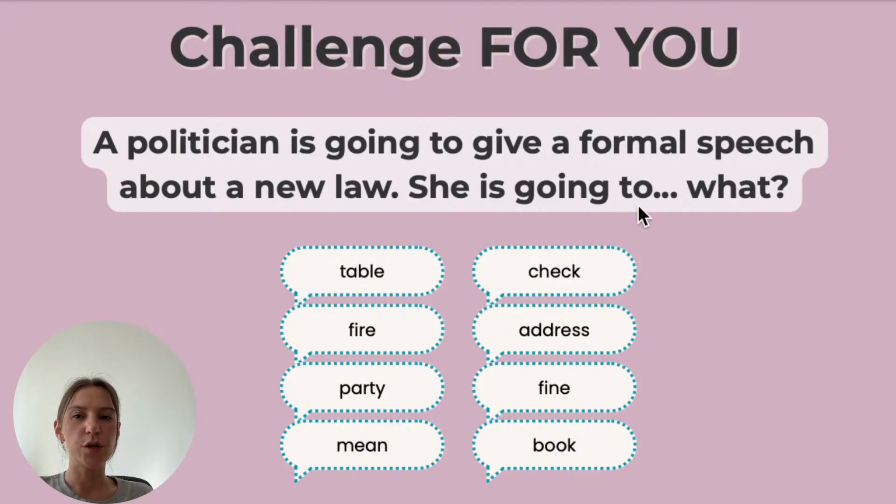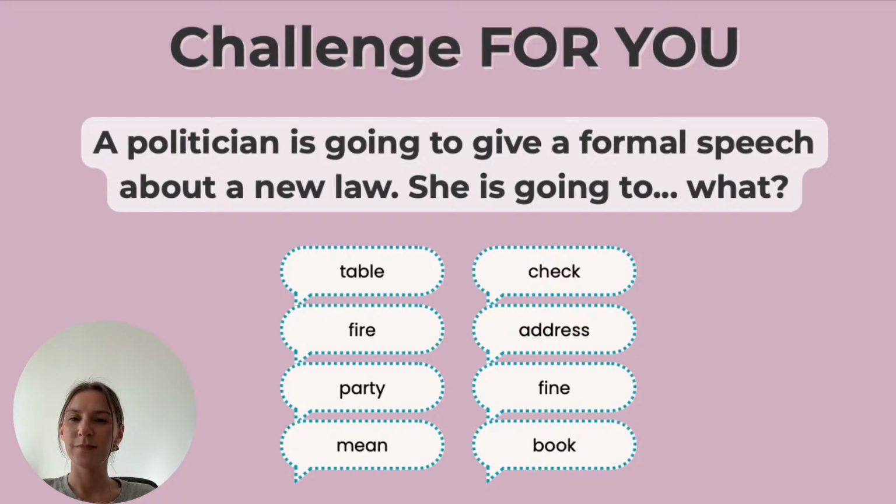She's going to the new law, for example. Which word do we need here? Table, fire, party, mean, check, address, fine, or book? What are your thoughts? Waiting for you in the chat. Type the word.